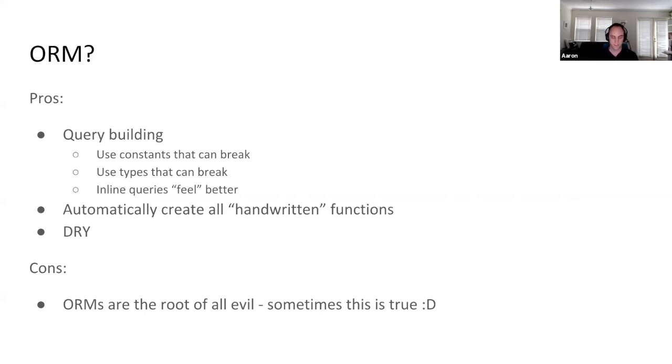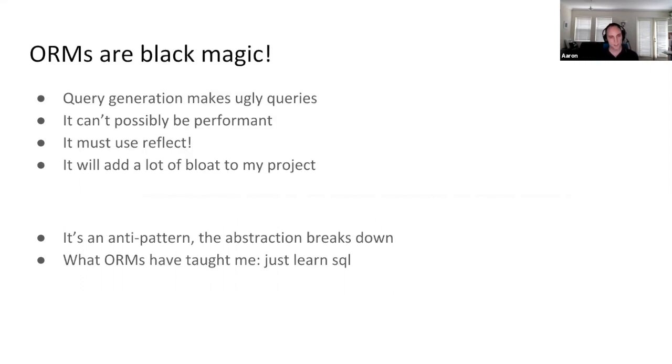And the cons, well, the cons are that ORMs are the root of all evil. And there's probably quite a few people in this room who have used an ORM and just been baffled by whatever it's spitting out or the problems or the bugs that you find. And this can happen. It's happened to me. I was an avid ActiveRecord user in Rails, and sometimes I just didn't know what was going on. So the detractors will tell you ORMs are black magic. Query generation makes ugly queries, and it can't possibly be performant, and it must use reflect, and it will add a lot of bloat to your project.